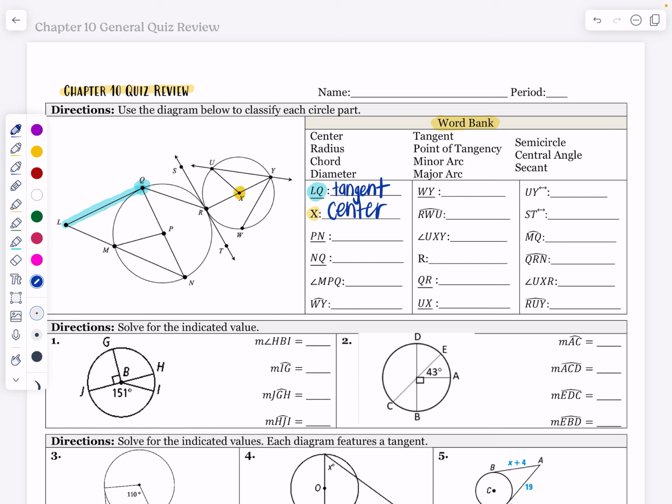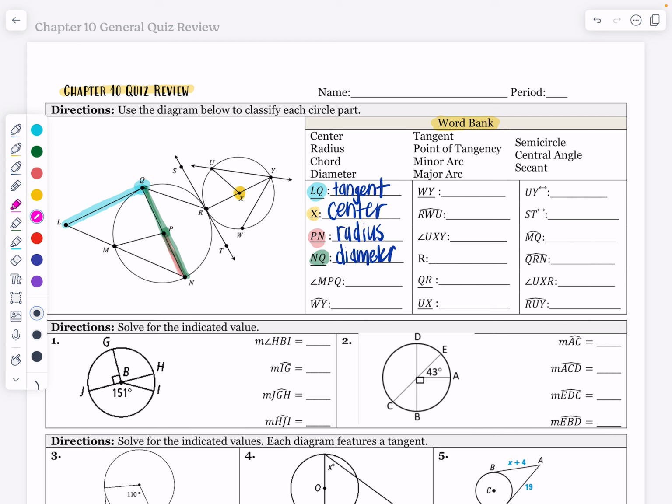What is segment PN? So starting at P going to N, that is going to be the radius of that circle. A radius of circle P, the circle centered at P, so that is going to be a radius. And then what is N to Q? So starting at N, going all the way across, going through the center, NQ is going to be a diameter of that circle. That is a diameter of circle P.